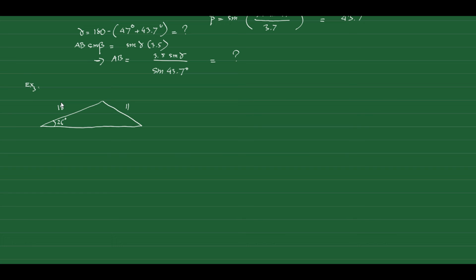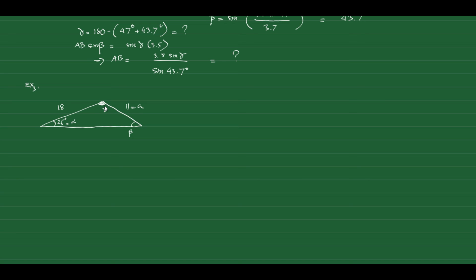Again, I just named this angle alpha, so this could be A. Let's name this angle beta, and this is gamma. Just name it. Okay.